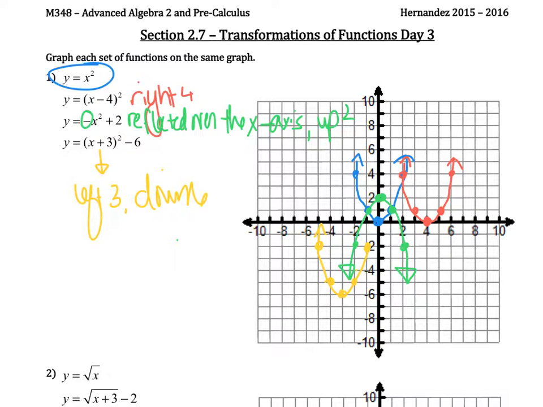Okay. So once again, if you're not sure about the transformation, you can always plug in points. And then you can also plug in points to double check your work.